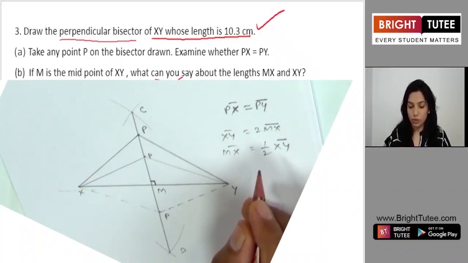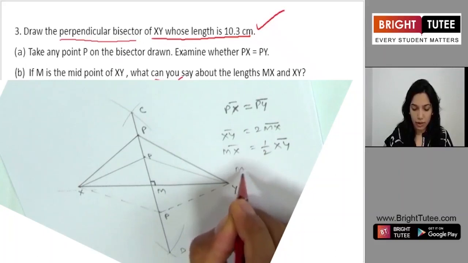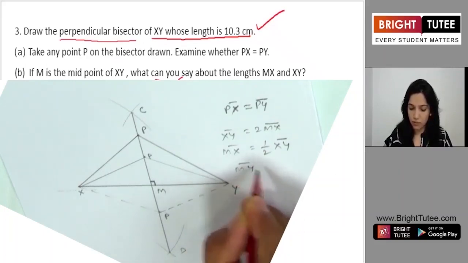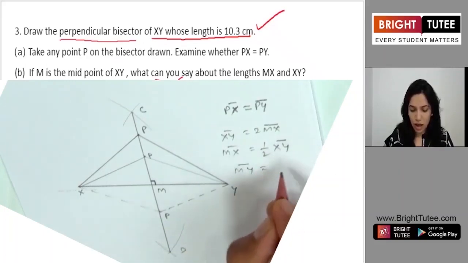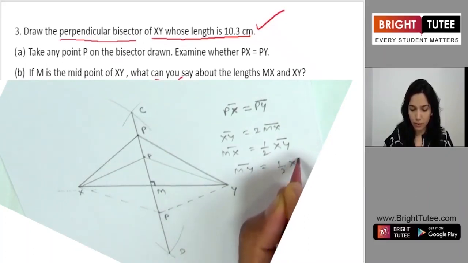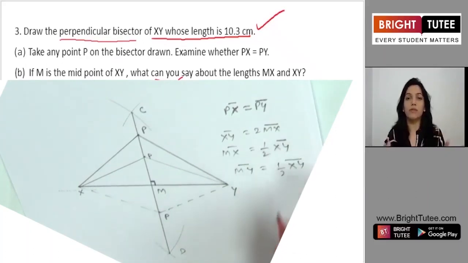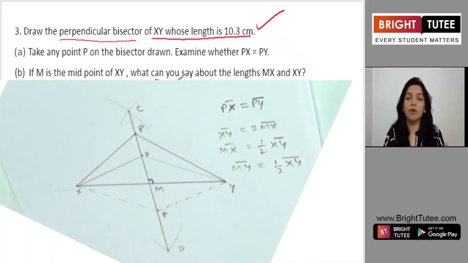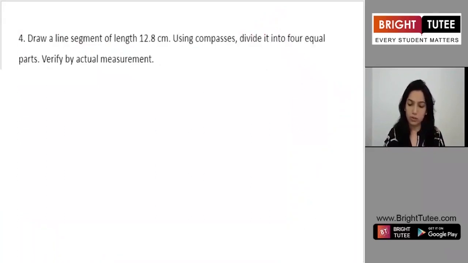Or you can also say that MY, now I am considering this particular part, is also half of XY. Okay. So both ways we can say that MX or MY, because they are equal, they are half of XY. I hope this is clear. Moving on to the next question.